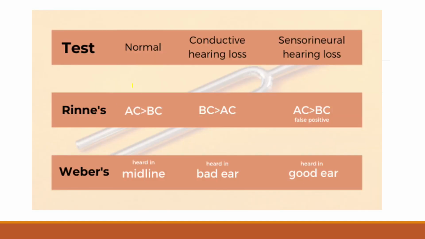So in Rinne's test, normal is air conduction more than bone conduction, and in conductive hearing loss, bone conduction is more than air conduction, and in sensorineural hearing loss, air conduction is more than bone conduction, which is a false positive Rinne test. And in Weber's test, normal is hearing in both ears, and in conductive hearing loss, the sound will be heard in the bad ear, and in sensorineural hearing loss, the sound will be heard in the good ear.